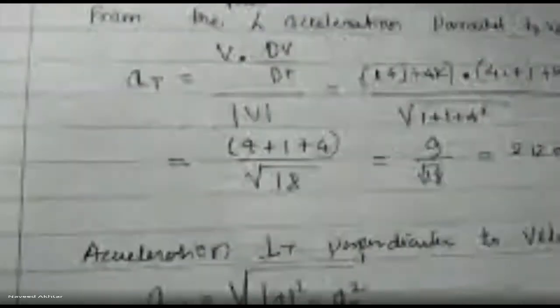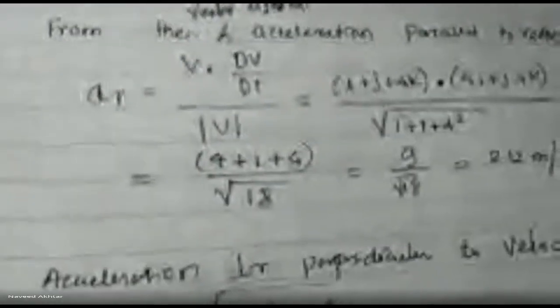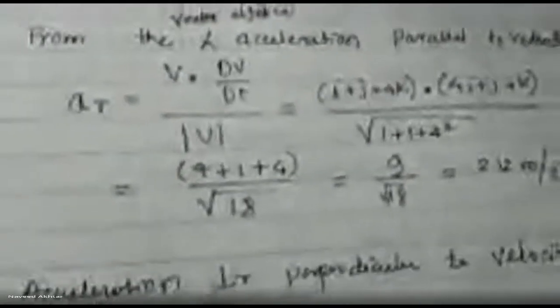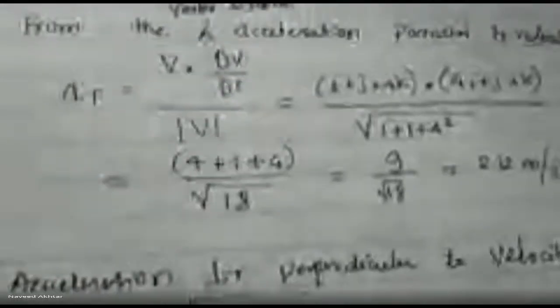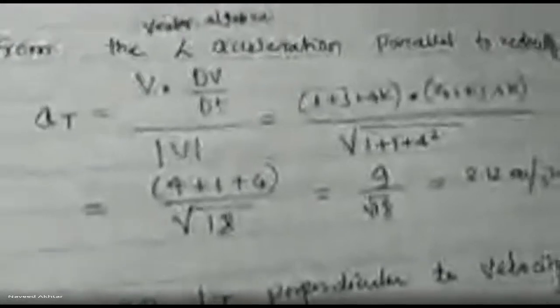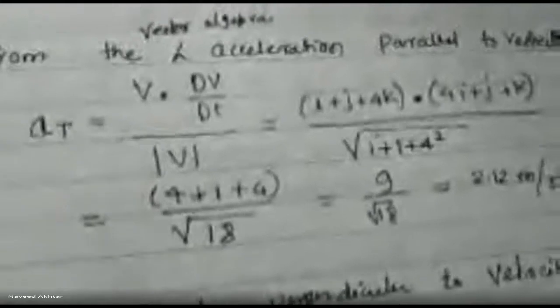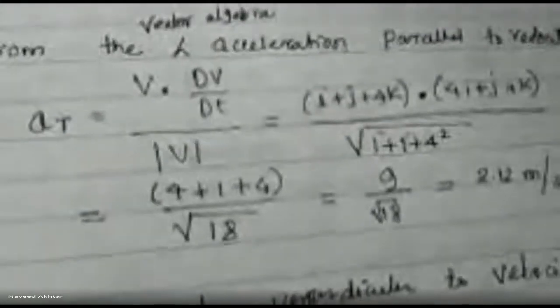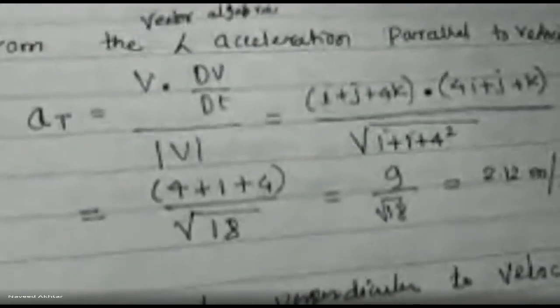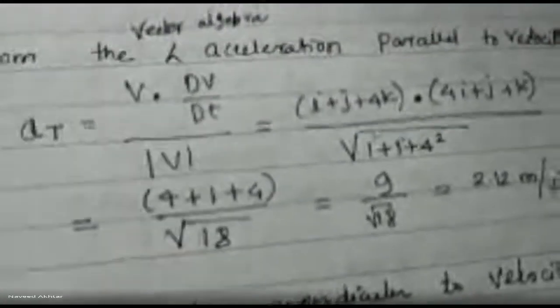So you can write 1i with 4i, so 1 into 4 is 4. It is the vector dot product. The j component is 1 into 1 is 1. 4k and 1k, it is 4 into 1 is 4. 4 plus 1 plus 4 is 9, divided by under root of 1 square, 1 remains for both, then 4 square 16, 1 plus 1 plus 16 is nothing but under root of 18.